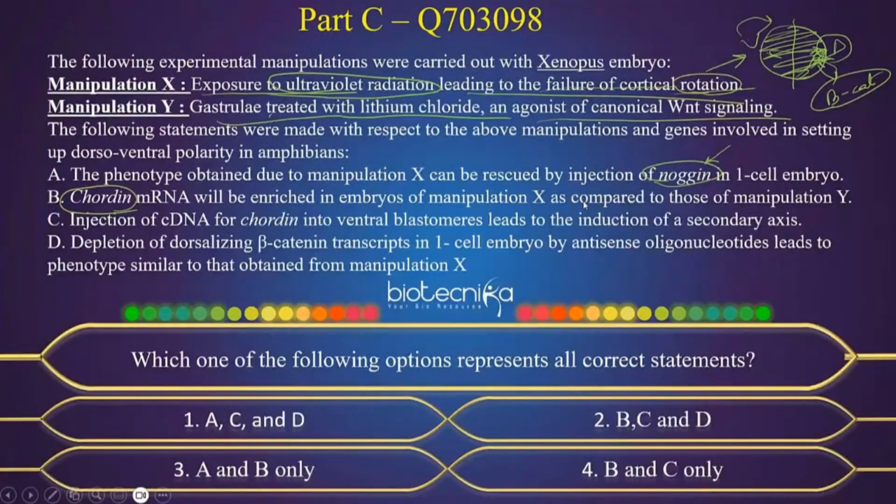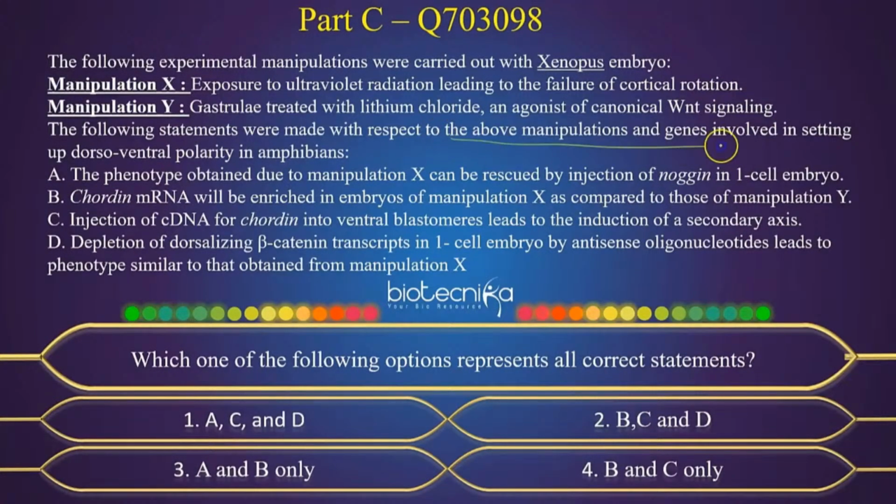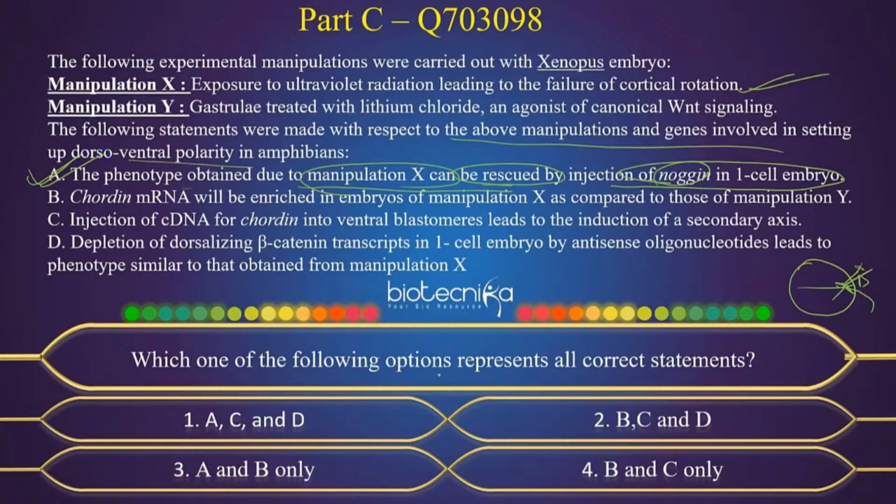Now what they are saying, the following statements were made with respect to the above manipulation and genes involved in setting up the dorsal ventral polarity in amphibians. The phenotype obtained due to manipulation X can be rescued by injection of noggin in one cell embryo. This does make sense, because if you don't have cortical rotation, then beta catenin cannot give rise to dorsal structure. But if you directly inject the dorsalizing agent noggin, then yes, the phenotype can be rescued. You can have a dorsal structure also in this embryo. So A is correct.